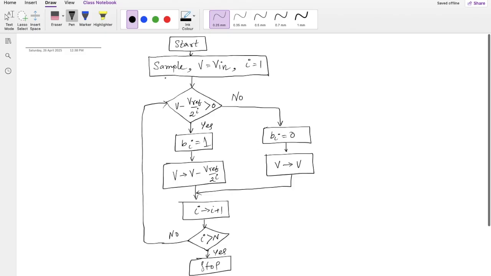So this is the basic flow. First we are going to sample and then make V equal to V in. Again, in the other diagram we used Vx, but this is the same thing, the only difference being that the polarity is different. Then we check whether V minus Vref by 2^i is greater than 0 or not. If it is 1, we update V as V minus Vref by 2^i. If it is 0, we keep V the same. That's it. Let's take a very simple example again for this case, and we'll end the discussion.